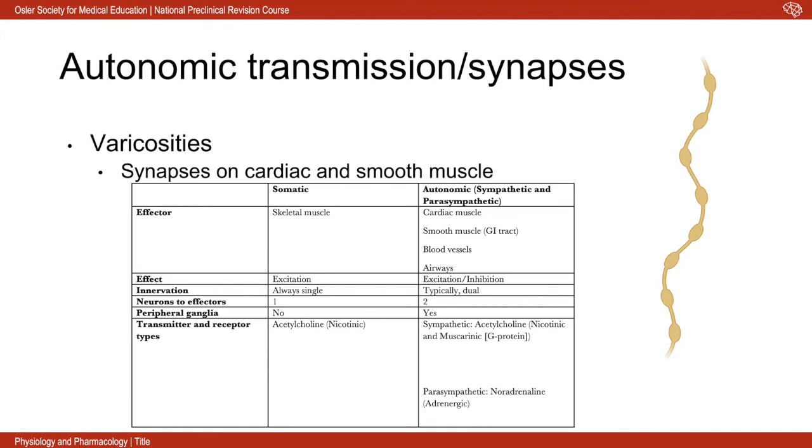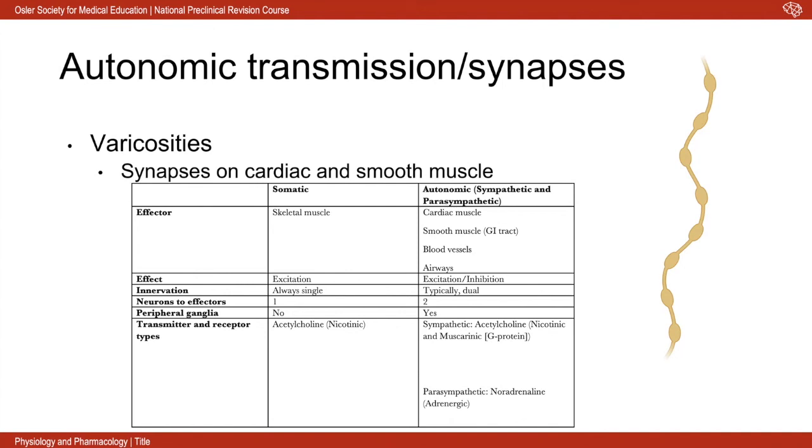A difference between somatic and autonomic effectors: skeletal muscles versus cardiac muscles, smooth muscles, blood vessels, and airways. The effect is excitation with somatic nervous system inputs versus excitation and inhibition, and this couples to the innervation being single versus dual. Neurons to effectors: somatic is 1 versus autonomic is 2. Peripheral ganglia are unique to autonomic nervous system structure.